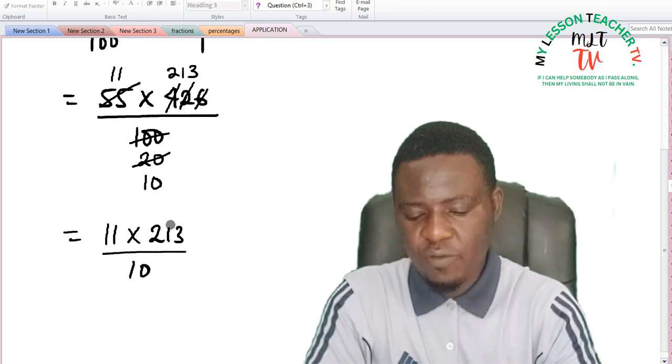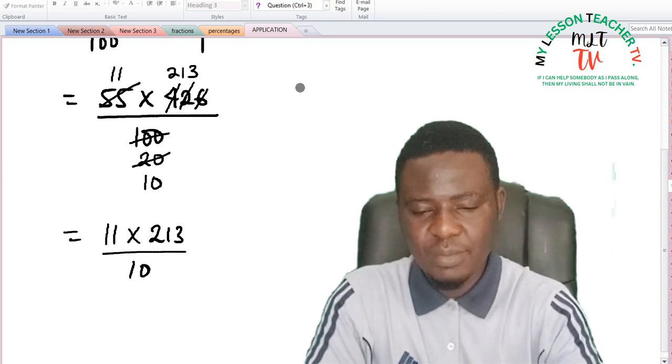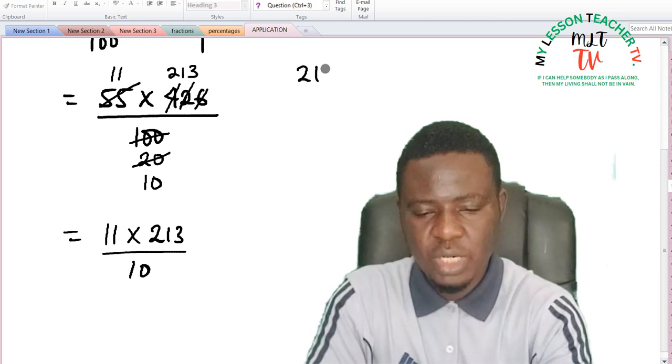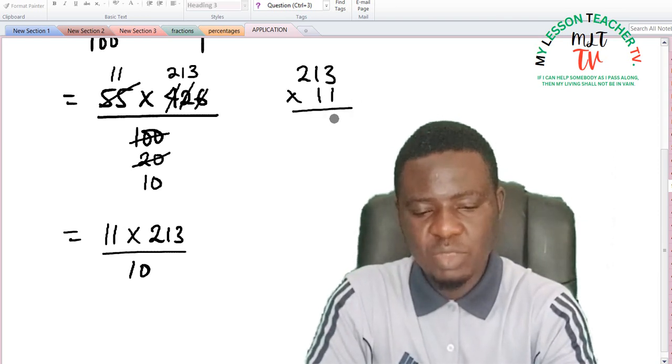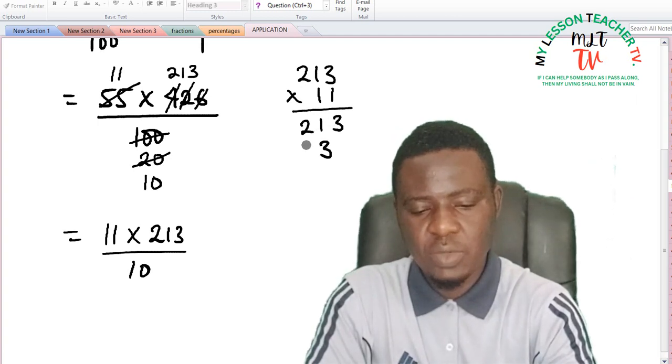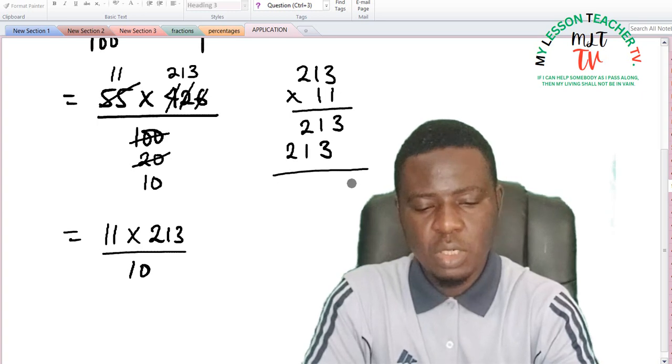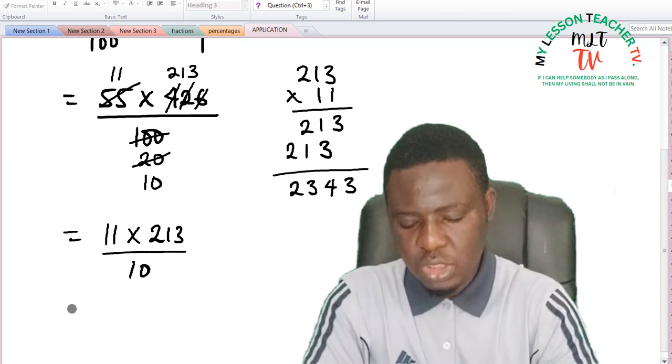So I'll therefore multiply 213 by 11. That is 213 times 11. 1 times 3 is 3, 1 times 1 is 1, 1 times 2 is 2, giving us 213 and 2130, which add up to 2343.